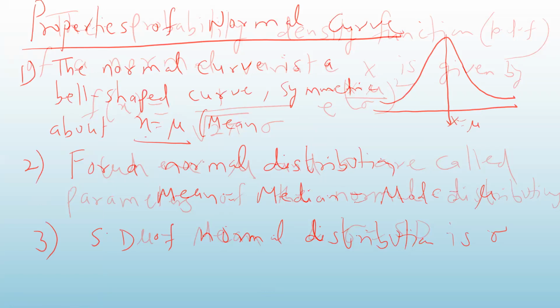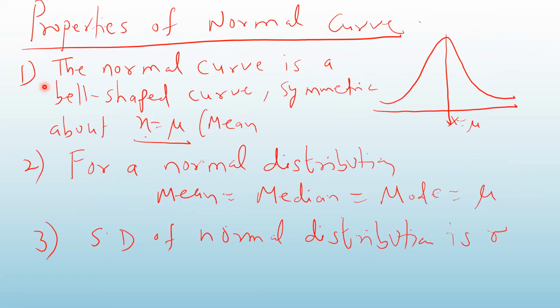So what are the properties of the normal curve? The first one is that the normal curve is a bell-shaped curve. The shape of the curve is like a bell, and it is symmetric about the line x equal to mu, where mu is the mean. Symmetric means the area to the left side is equal to the area to the right side. That means when you fold this on this line, these two parts will fit exactly on each other.